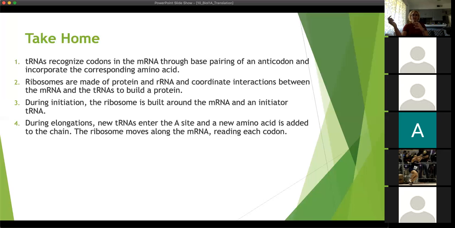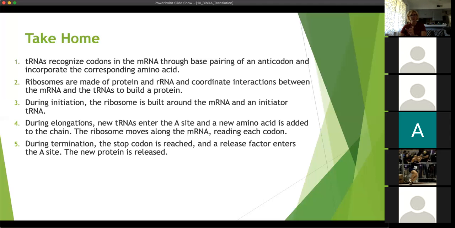During elongation, tRNAs carrying amino acids will come into the A site of the ribosome. The polypeptide chain that's on the P site will be added to the A site. Everything will shift over, and the uncharged or empty tRNA will exit from the E site, and a new tRNA will come into the A site. And so we read each codon as a group of 3.